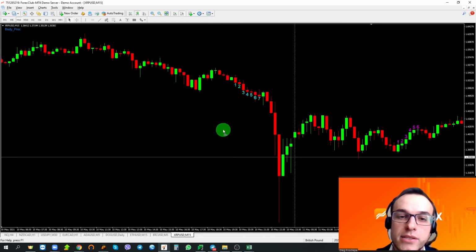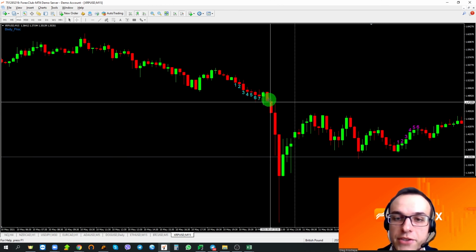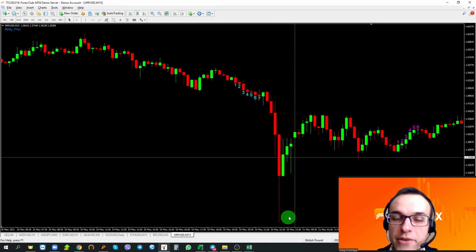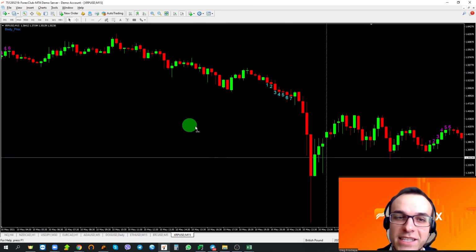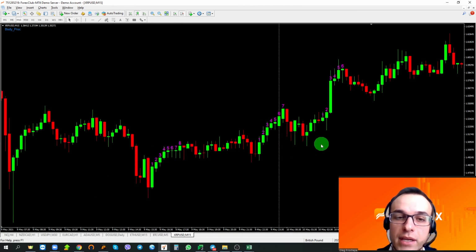So let's take a look at some other signals. For example, here we have very small candles, so it doesn't make sense to enter because the price simply didn't change too much during this period of time. It changed a lot for example in this period, but we had only 4 candles here, so it didn't lead us to the signal.